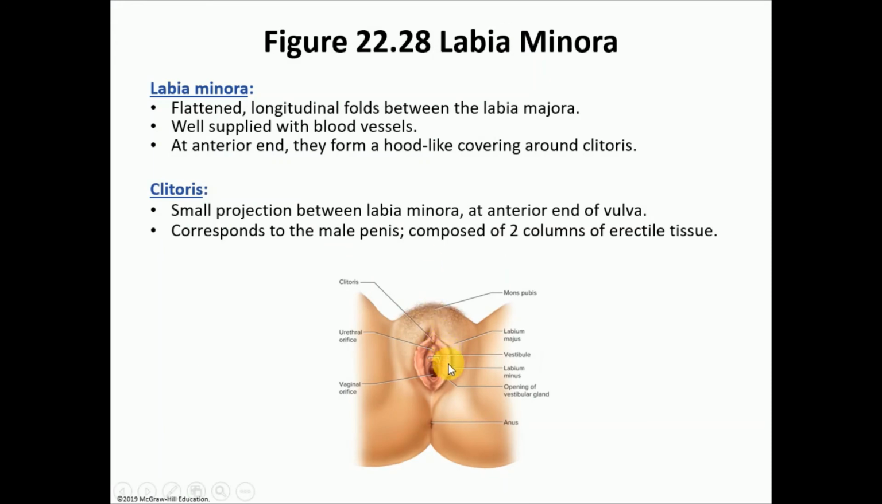And then the labia minora, those are very full of nervous tissue. They're full of blood supply as well. And then at the very front, they combine to make the clitoris. The clitoris is a small projection, and it is found at the anterior end of the vulva. It has the erectile tissue that is found in the penis, so it kind of corresponds to the male penis. And during sexual stimulation, it is erected because of that erectile tissue.